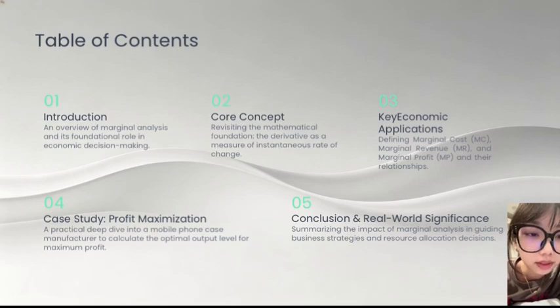Fourth part, case study about maximum profits. We use a phone case factory example to find the best production number. Last part, conclusion. We talk about how marginal analysis helps companies run business well. Let's access our first part.